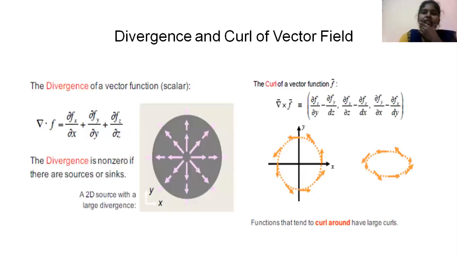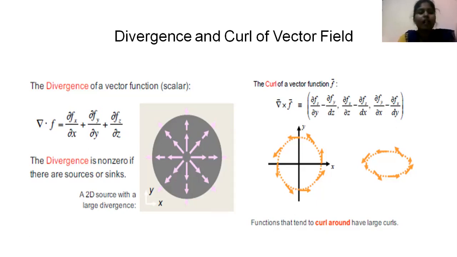The divergence and curl of a vector field. So the divergence of a vector and the curl of a vector. Divergence, as the name itself says, means it moves into space, it diverges. Divergence is nothing but operating the del operator on a vector, so del dot, in the dot product format.